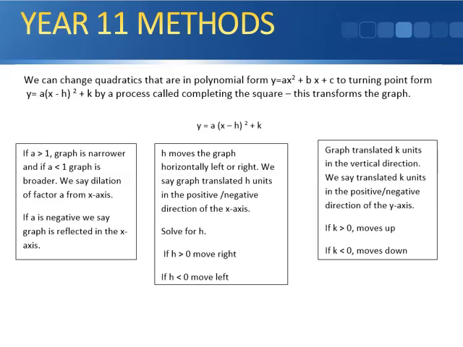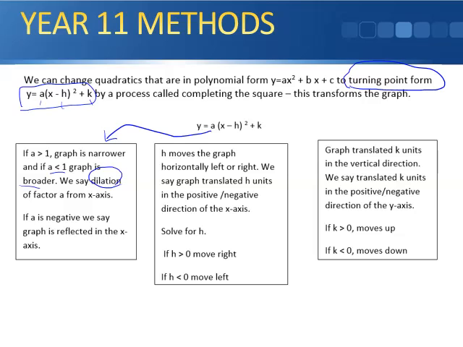Now we can change this polynomial form to the turning point form, because that's easier for us to graph. Now the turning point form will look like this. A, h and k are numbers, and of course that tells us the transformations that the graph takes. A does this. If a is greater than 1, so 2, 3, 4, 5, then the graph becomes steeper, so it's narrower. If a is less than 1, then the graph is broader.